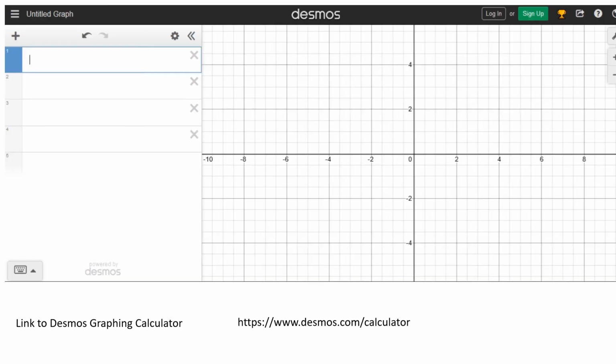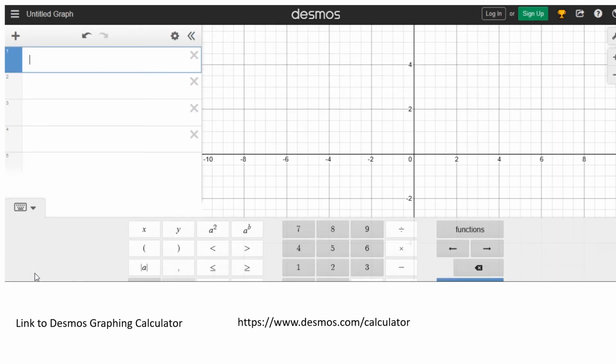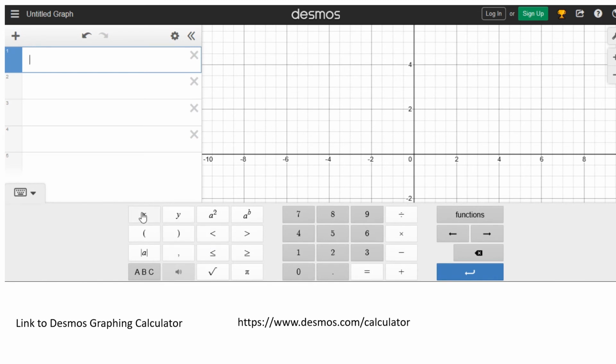So let's go back to Desmos and type the equation of the circle. Now you can use this box which is given here for writing, or you can also use the keypad of your laptop or iPad, whichever device you're using. So I'm currently using this Desmos keypad just to show you.